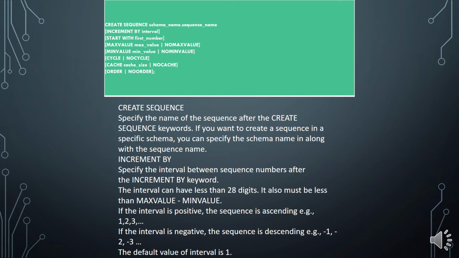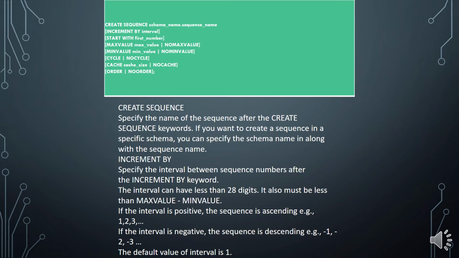We should name the sequence. So we must specify the name of the sequence after the keywords CREATE SEQUENCE. If we want to create a sequence in a specific schema, we must specify the schema name along with the sequence name.